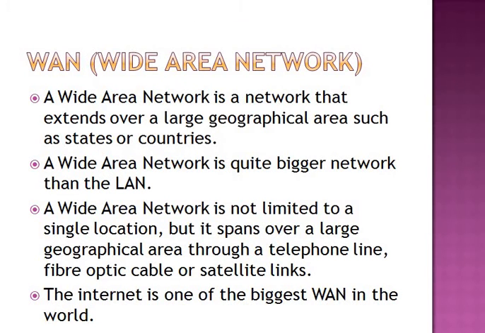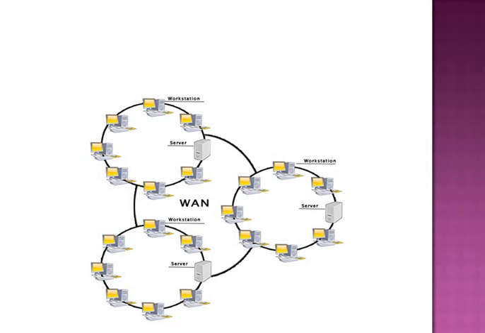Now next is WAN. WAN stands for Wide Area Network. A wide area network is a network that extends over a large geographical area such as states or countries. A wide area network is quite a bigger network than the LAN. It is not limited to a single location, but spans a large geographical area through a telephone line, fiber optic cable, or satellite links. The internet is one of the biggest WANs in the world. So we can say that the internet is an example of a wide area network. This is the diagram of WAN.